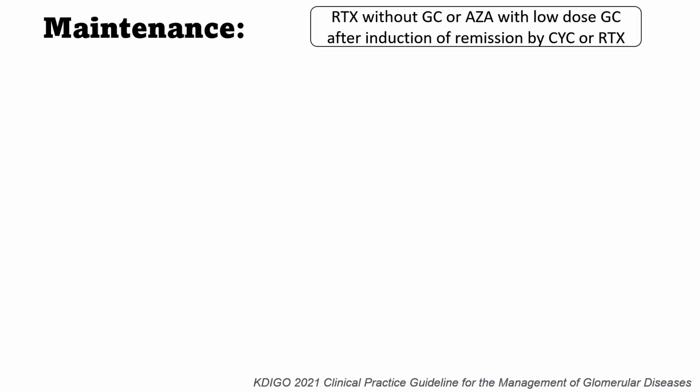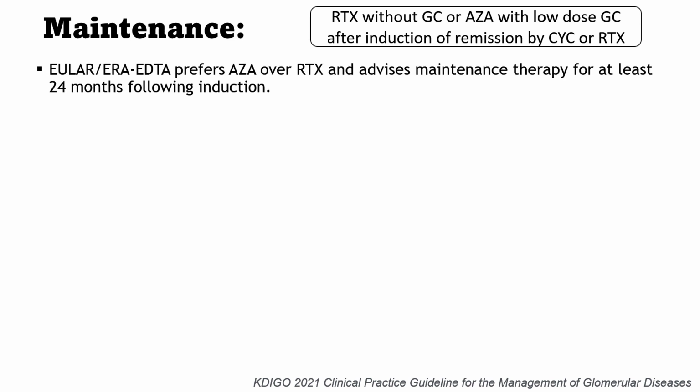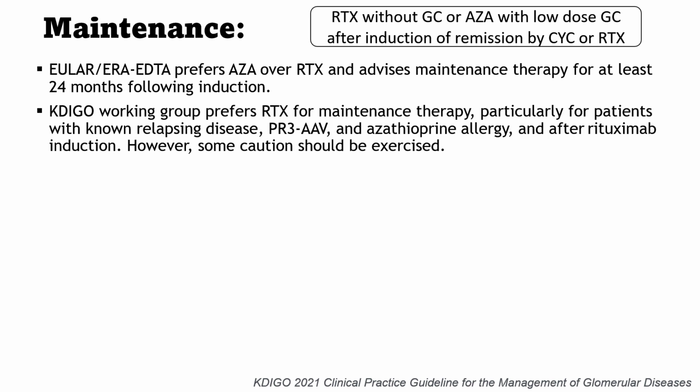So what about maintenance? You can use either rituximab without glucocorticoid or azathioprine with low-dose glucocorticoid after induction of remission by cyclophosphamide or by rituximab. The EULAR and the ERA-EDTA prefer azathioprine over rituximab, and they advise maintenance therapy for at least 24 months following induction. But the KDIGO prefers rituximab for maintenance therapy, particularly for patients with non-relapsing disease, patients with PR3 ANCA-associated vasculitis, patients who have azathioprine allergy, or patients who had induction with rituximab.